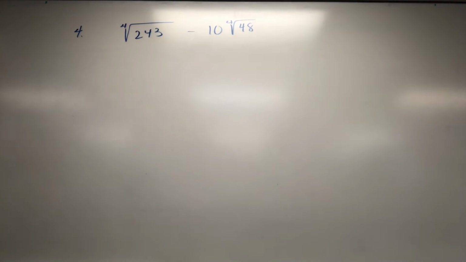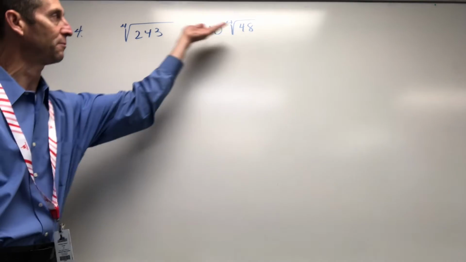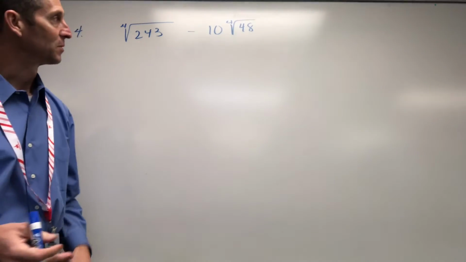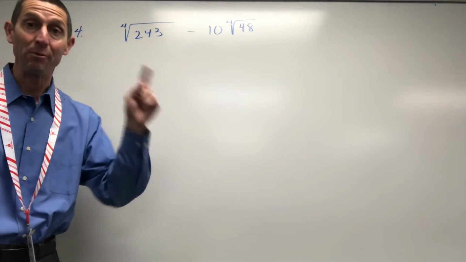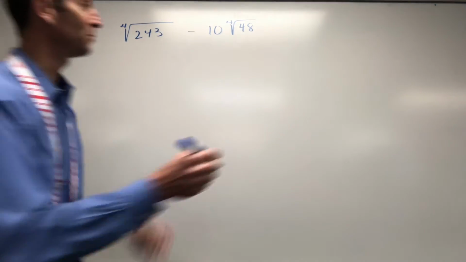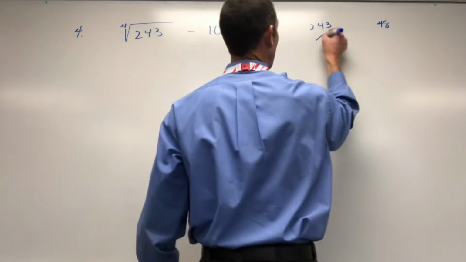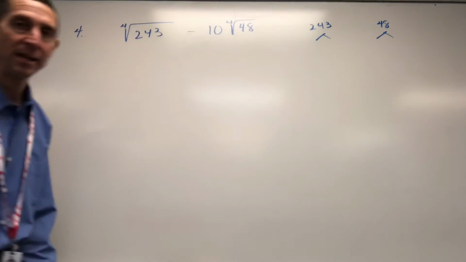So we still have to follow the rules for having like terms. You still got to get the same stuff with your radicals. So whether it's square root, cube root, fourth root, that doesn't change. Therefore, grab the 243, grab the 48. Let's get to work. So factor tree those down.